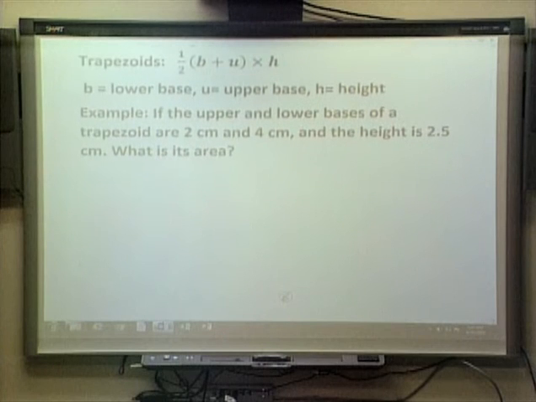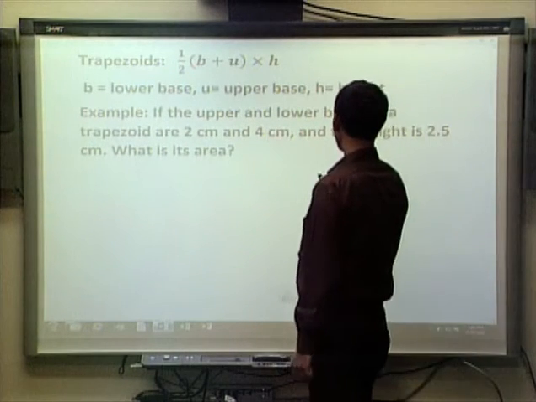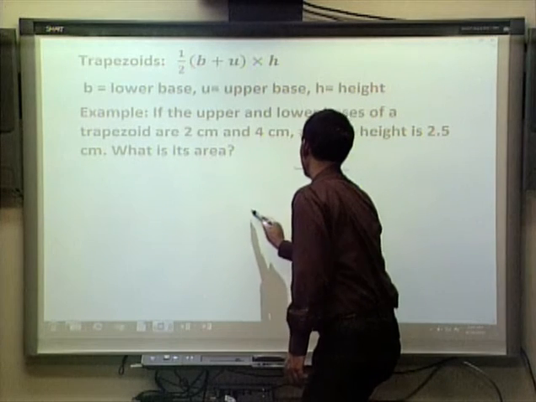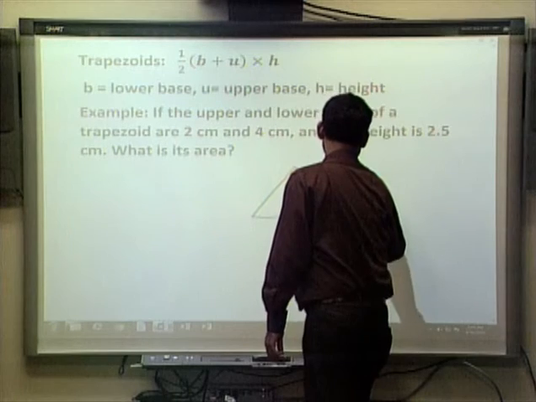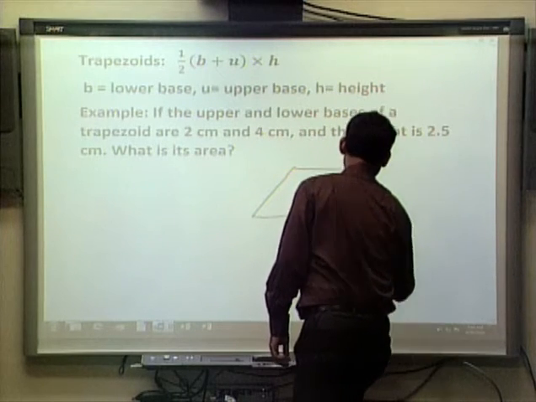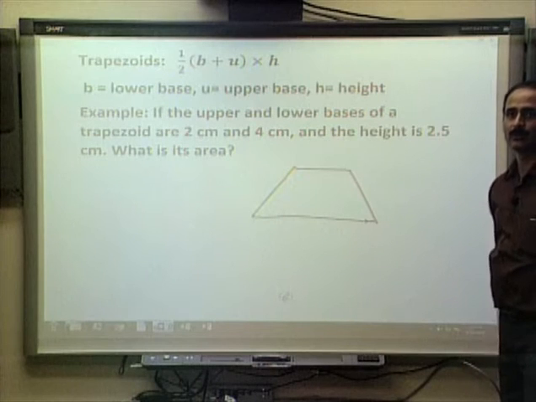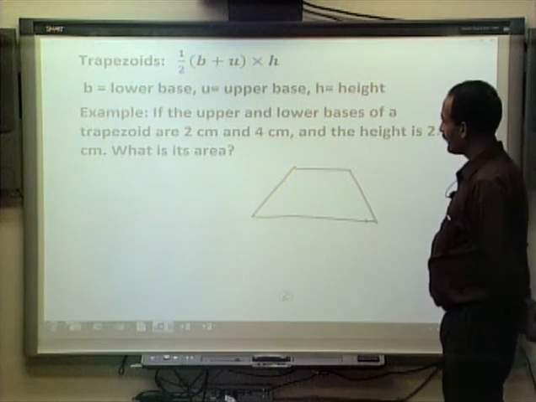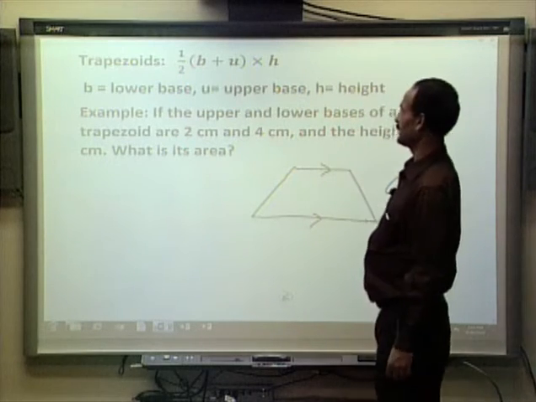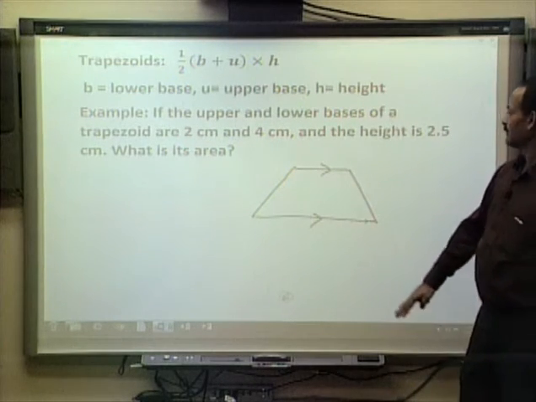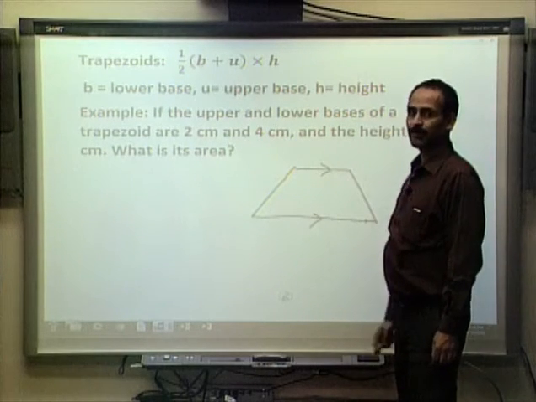Trapezoid. Trapezoids are polygons which will have a pair of parallel sides and another pair of sides that are not parallel. This is what a trapezoid looks like. In the case of trapezoids, these two sides which are parallel to each other are called bases. This is called the lower base and this is called the upper base.